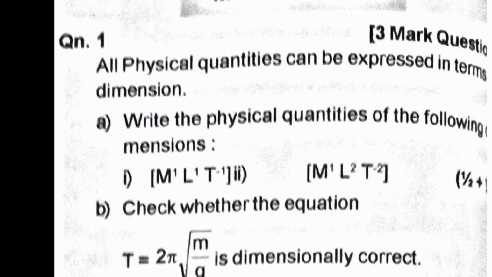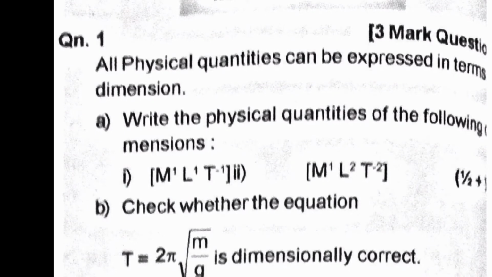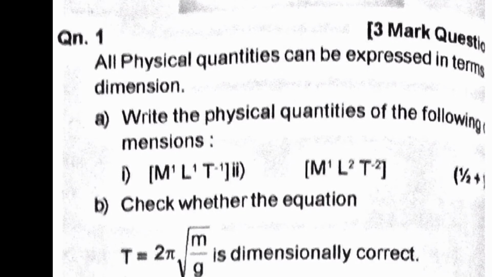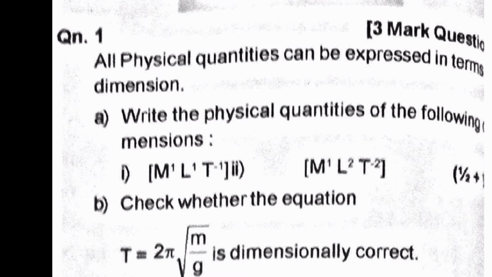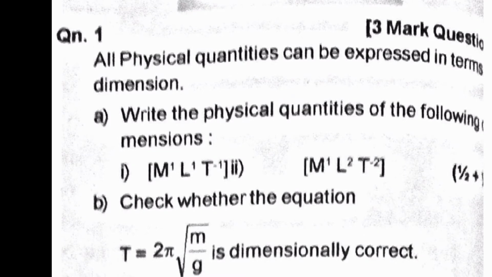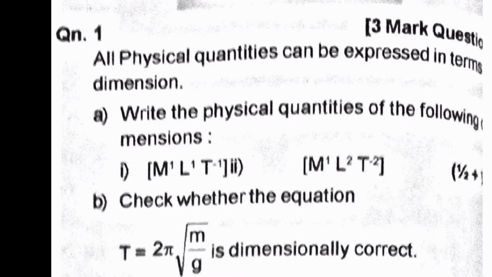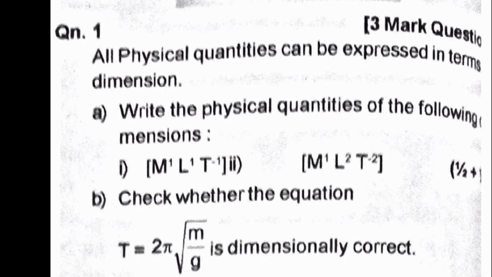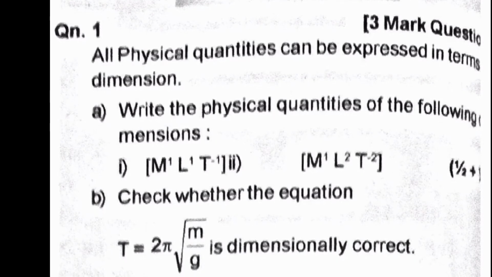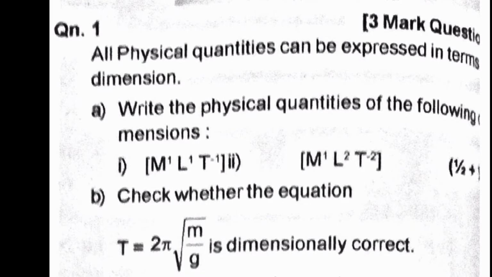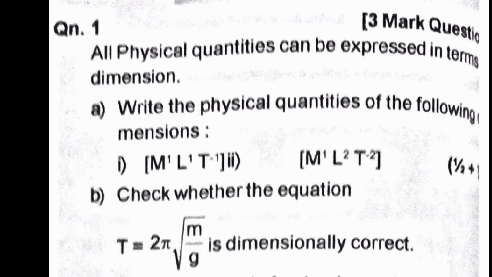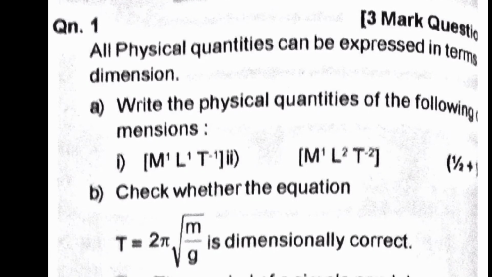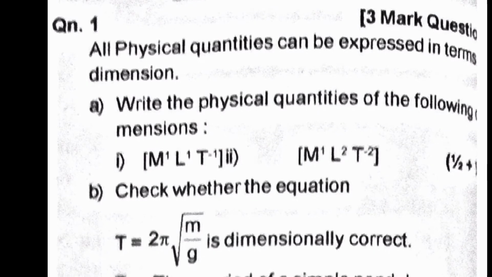The question is asked in 2012 March. This is a 3-mark question and the question is, all physical quantities can be expressed in terms of dimension. Write the physical quantities of the following dimensions. 2 dimensions are given, so we have to write down the physical quantities. The first one is M1 L1 T raised to minus 1. Second one M1 L square T raised to minus 2. One more question is here.